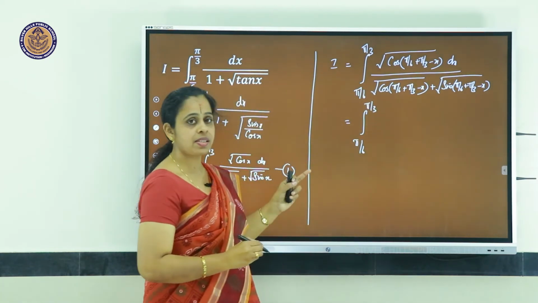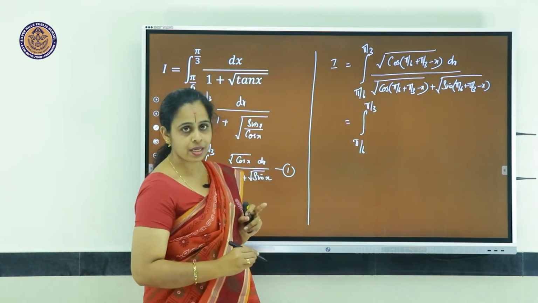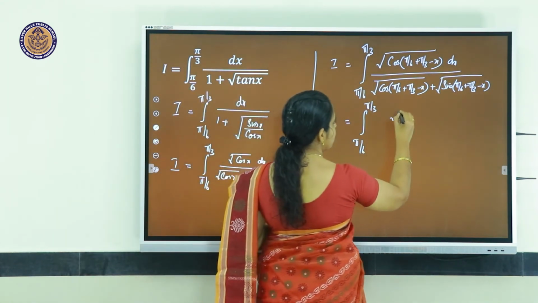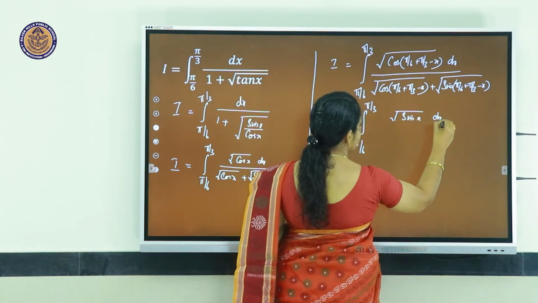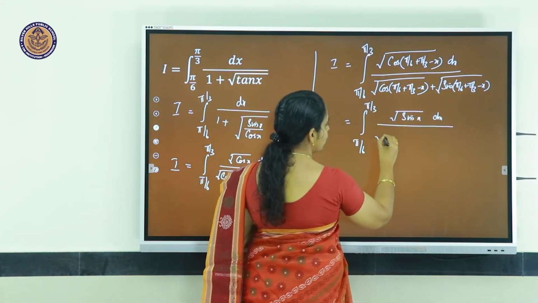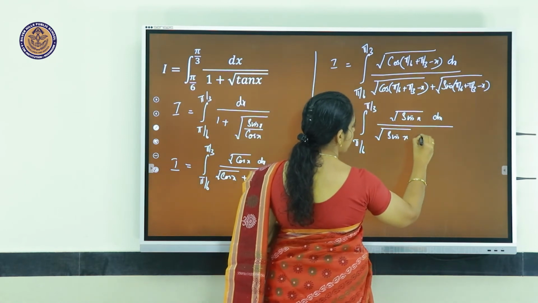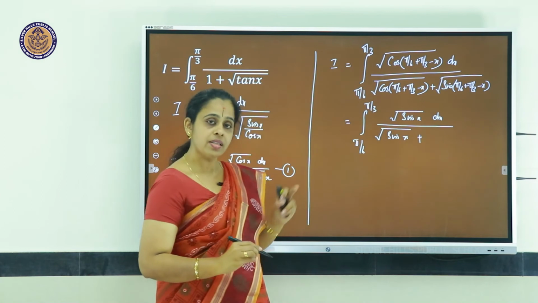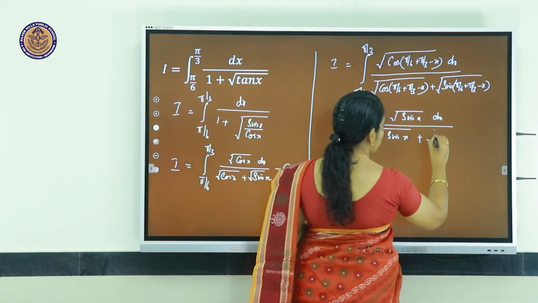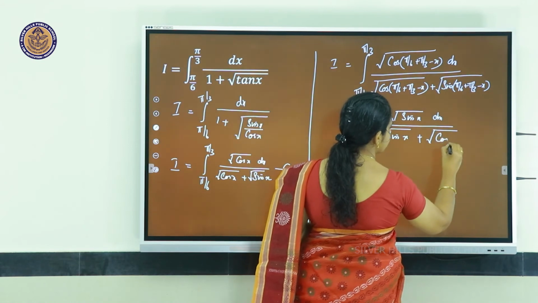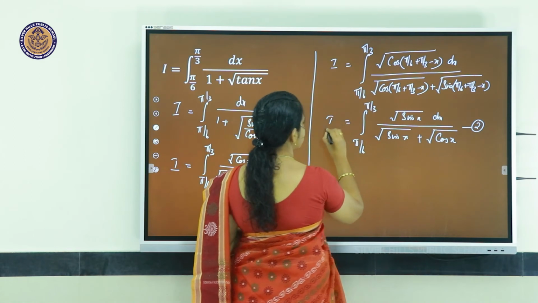What is cos of 90 minus x? It is sin x. So, numerator comes root of sin x dx divided by root of sin x plus, what is sin of 90 minus x? It is cos x. Root of cos x. Let us give this as equation number 2.